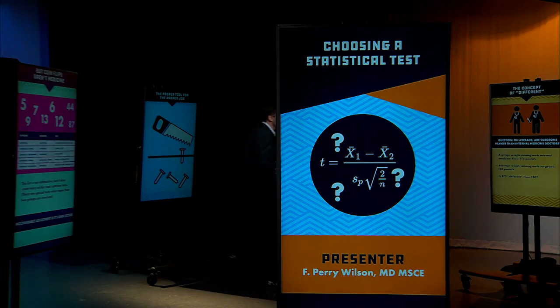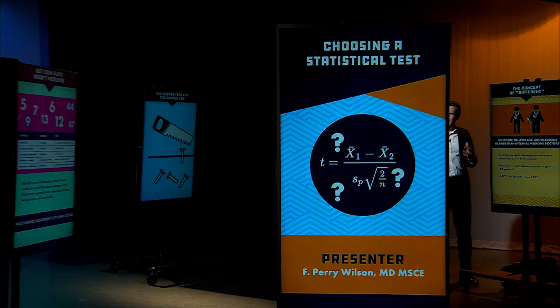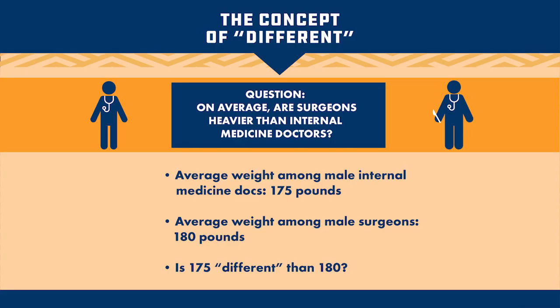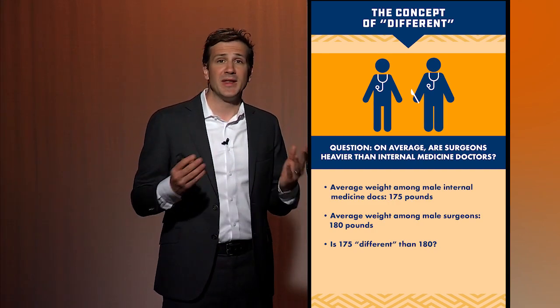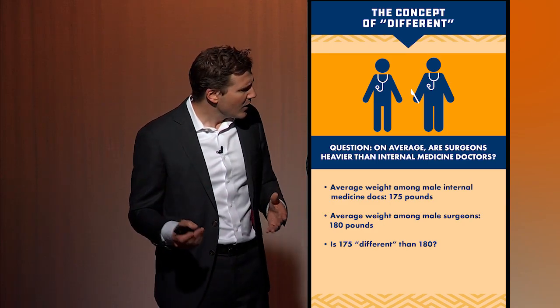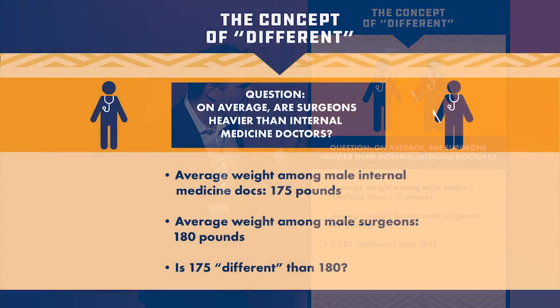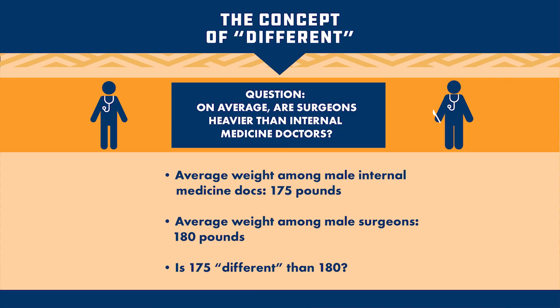In any case, let's go back to that concept of difference. You remember in the last lecture when I was talking to you about the internal medicine docs and the surgeons and how I was going to measure their weights, and we could assign a p-value to the difference and see how weird our results would be assuming that they just are the same weight. So just to remind you, we were asking, are surgeons heavier than internal medicine doctors? And we measured a sample of them, and we found that the average internal medicine doc weighs 175 pounds and the average surgeon weighs 180 pounds.